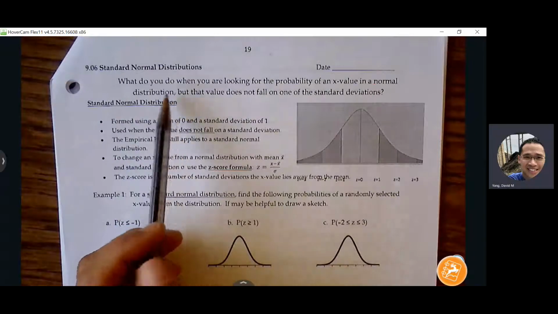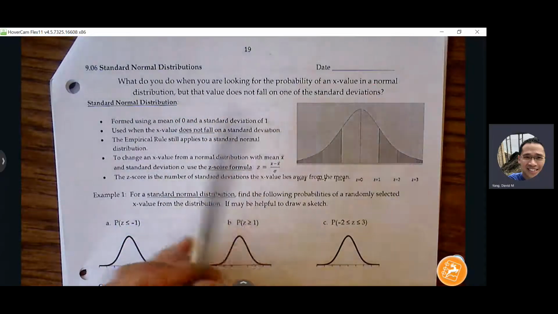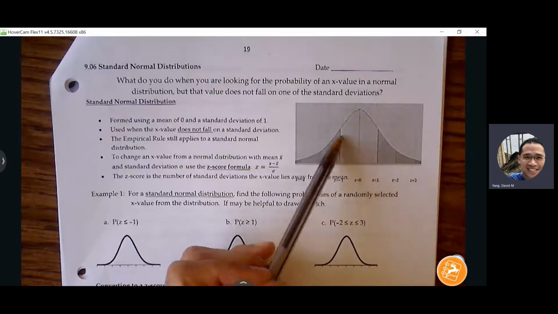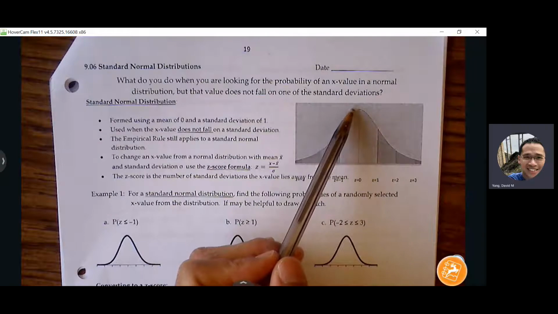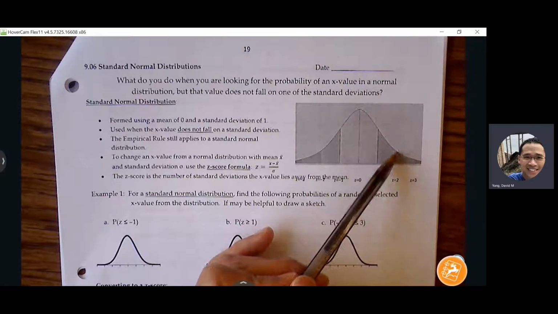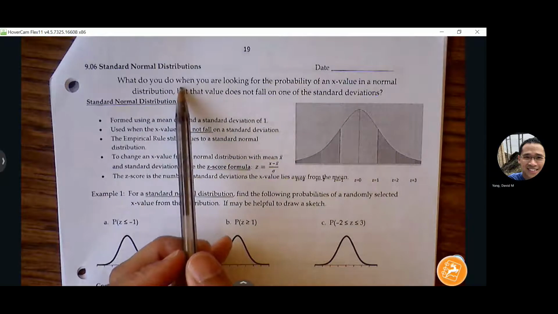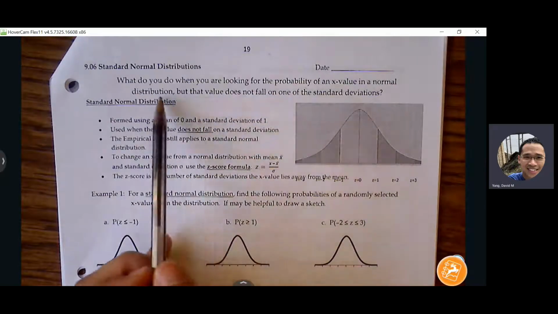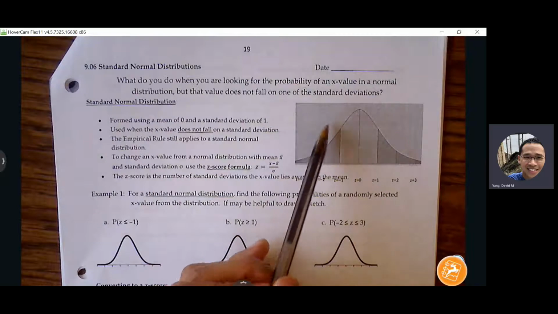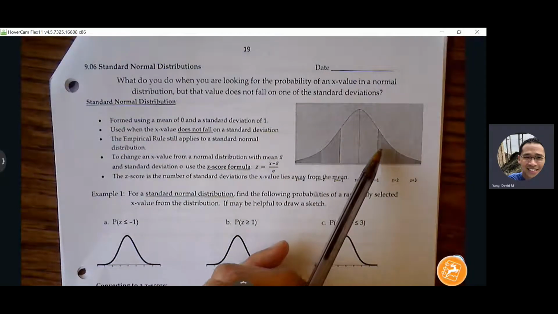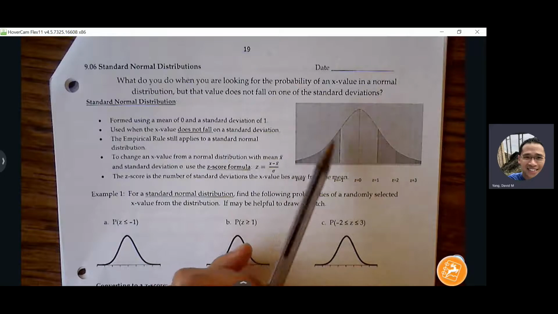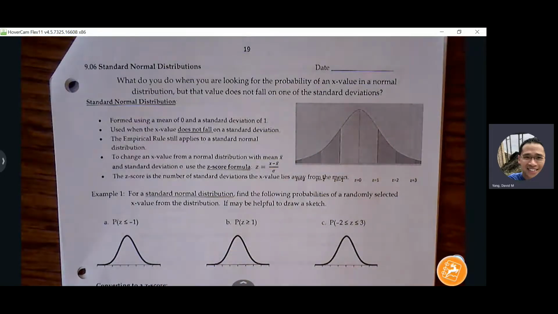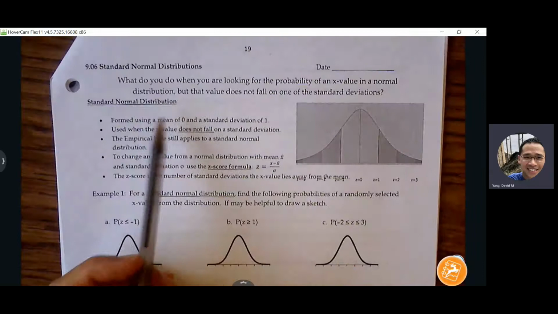So notice that everything we've done so far with our normal distribution curve is that we've been lining up nicely with the bars, right? If it's 1 standard deviation away or 2 standard deviations away. But then what happens if we're looking for a probability that doesn't fall exactly 1 standard deviation away? What if it's somewhere in between? Then we need to have some help, right? Because right now this is very limited, very rigid in terms of what we can find.